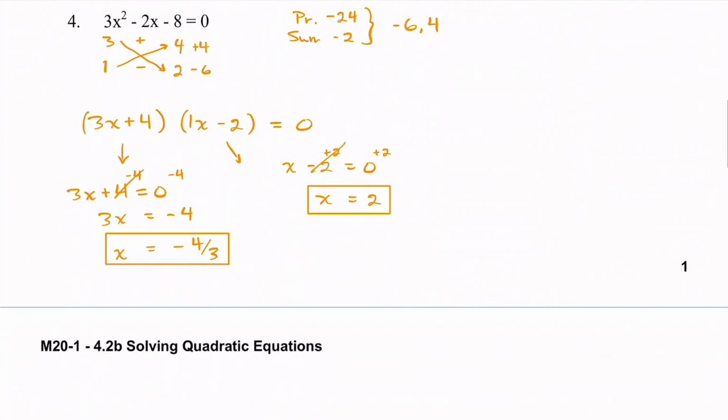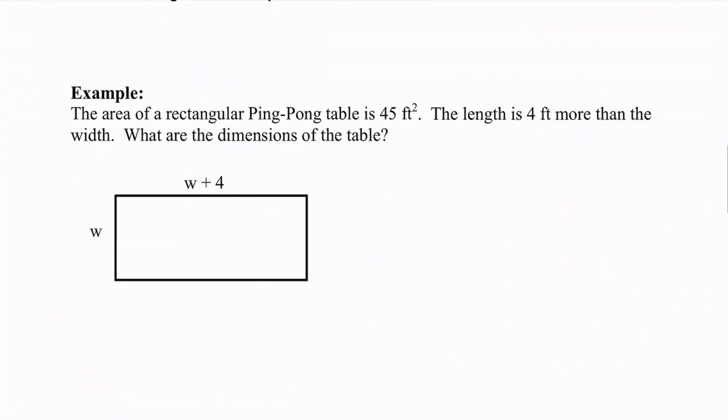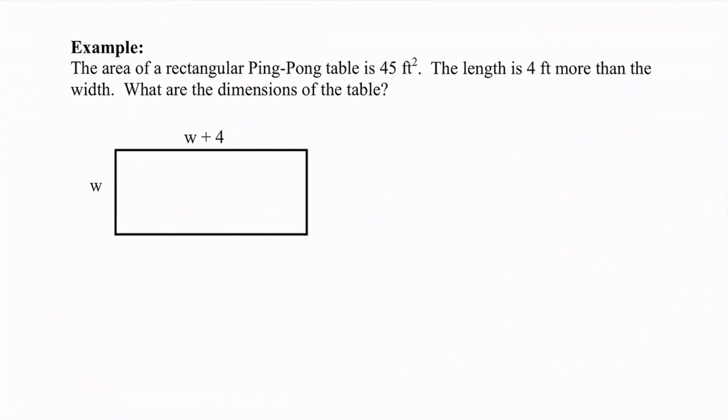Moving on from our first page. So in these ones now, we're going to have some word problem types. So in the first one, it says the area of a rectangular ping pong table is 45 feet squared. The length is 4 more than the width. So I'm just going to label this. Length is equal to the width plus 4 more. Okay, so I know my length and my width, they're written right there. And the question says, what are the dimensions of the table? So we want to find what the length is and what the width is.